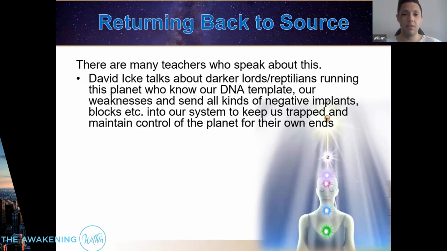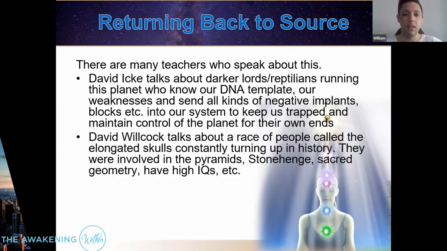David Icke, many of you have heard of him, talks about darker lords and reptilians running this planet who know about our DNA template, our weaknesses, and they send all kinds of negative implants and blocks into our system to keep us trapped and maintain control of the planet for their own selfish ends. And David Wilcock talks about a race of people called the elongated skulls, constantly turning up in history. They were involved in the pyramids, Stonehenge, sacred geometry. They have really high IQs and all kinds of stuff. So they're always turning up, according to him.